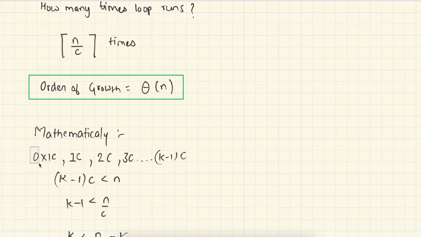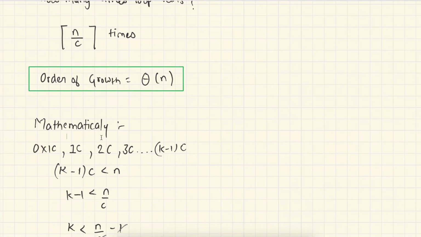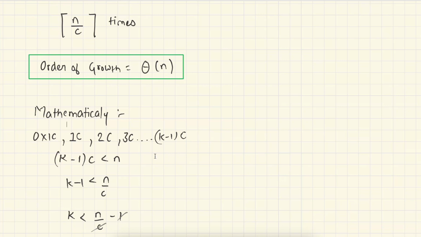So we can write it as 0 times c, which becomes 0. Then we are adding c in each iteration, so it becomes 0 plus c, which is 1c, and in the third iteration we are adding c again, so it becomes c plus c, 2c, and in the fourth iteration it becomes 2c plus c, 3c, and so on and so forth. And we are running this loop k times, so it means we are running this loop from 0 to k minus 1. 0 to k minus 1 is going to be k.